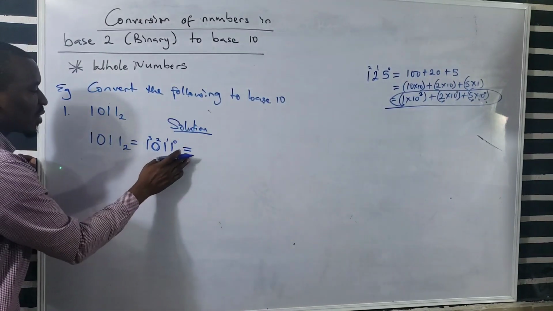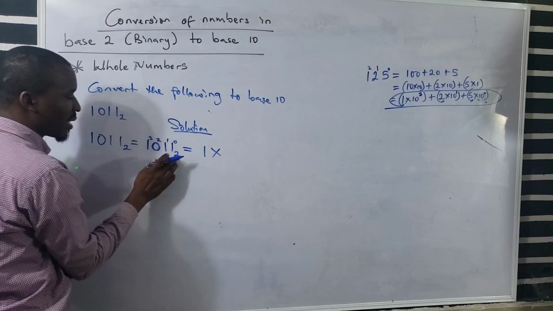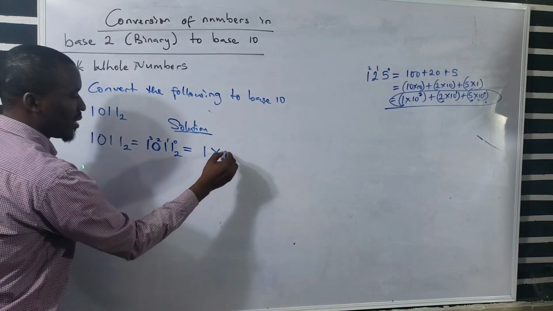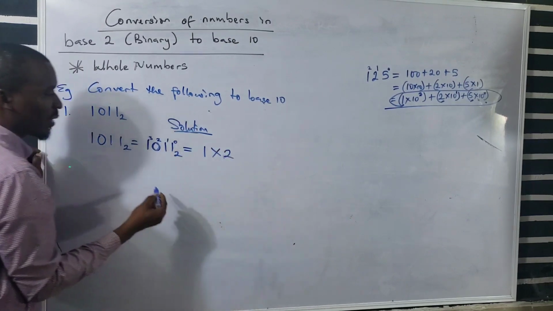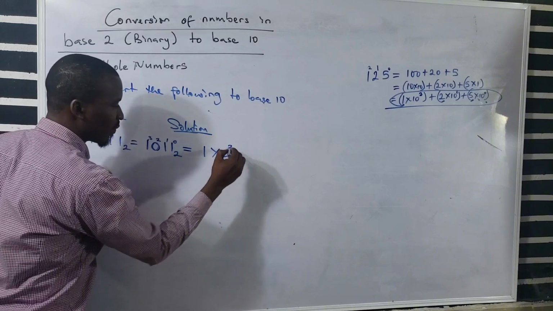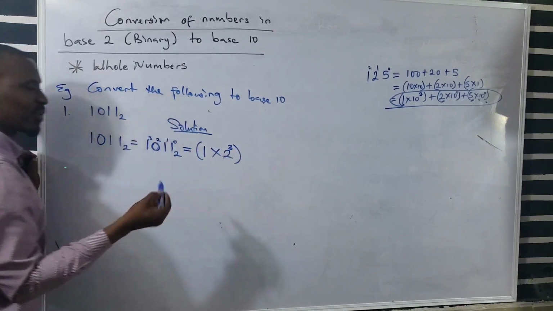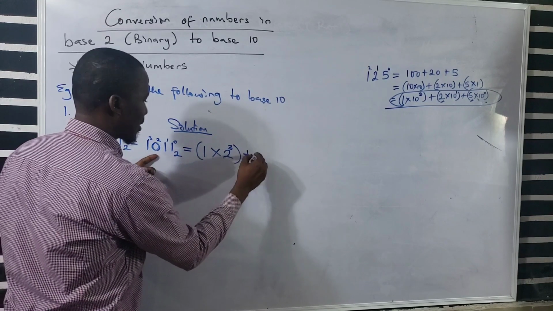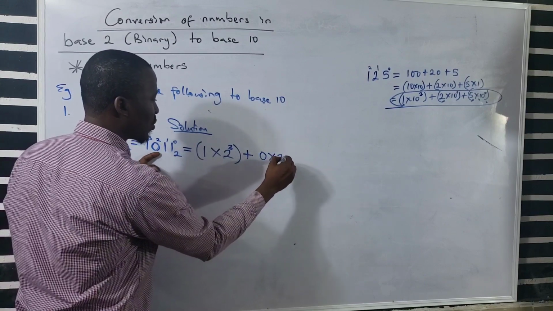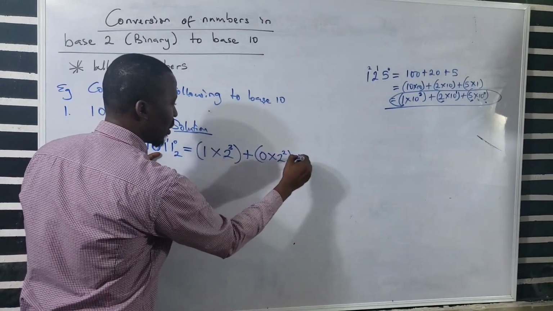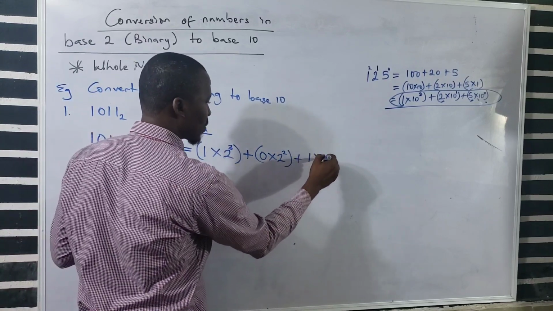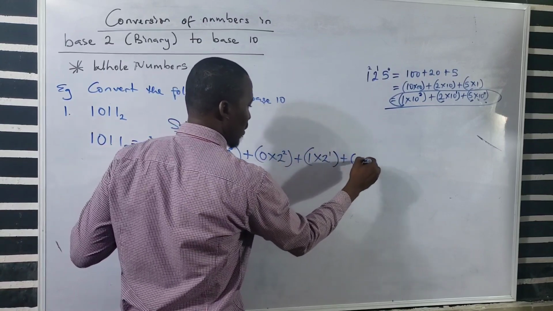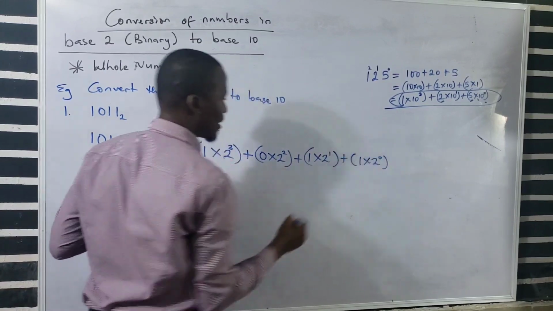So expanding this one, I'm going to have 1 times the base. Remember, in this case, the base is 2. So the base here is what? 2. Okay, then with the index 3. So I'll put it in brackets. Putting it in brackets always helps us not to make mistakes. So plus the next number 0 times 2 raised to power 2, plus the next number 1 times 2 raised to power 1. The next number, 1 times 2 raised to power 0.